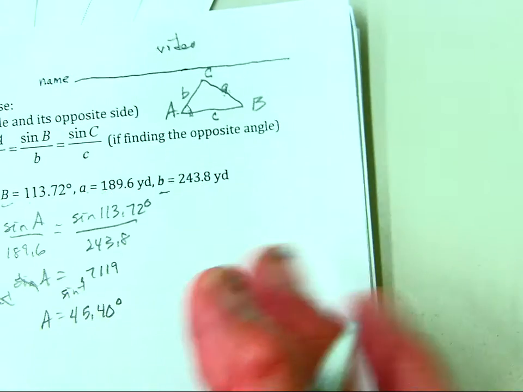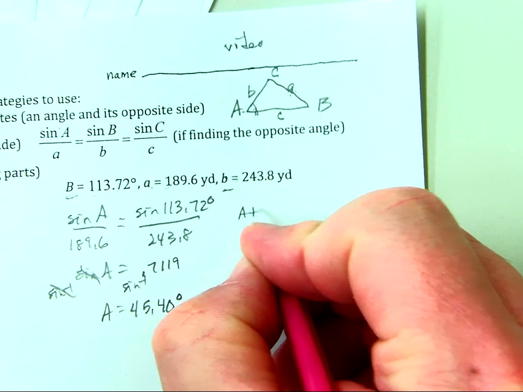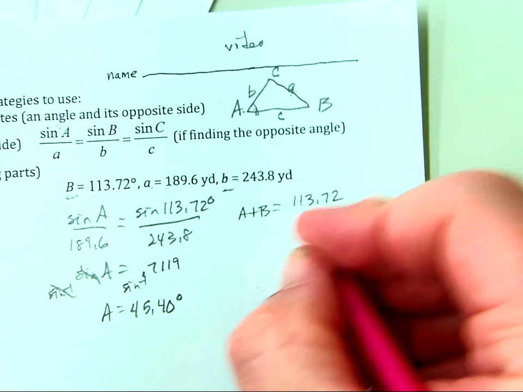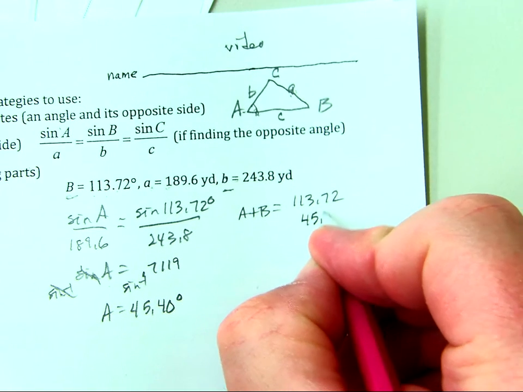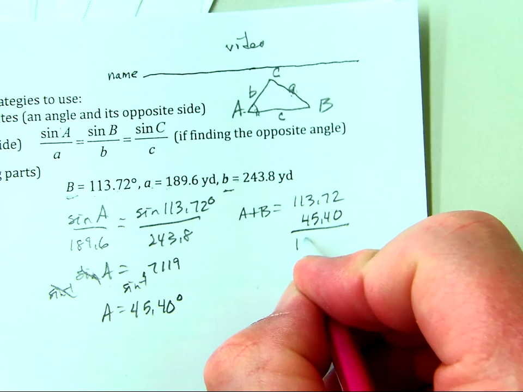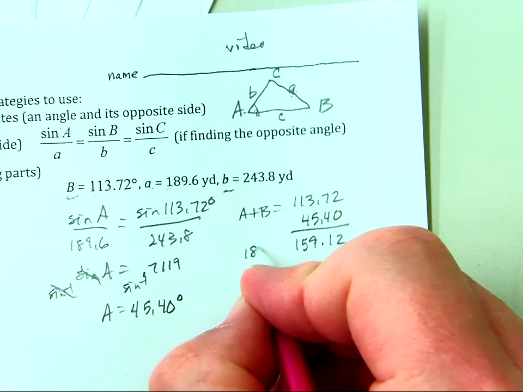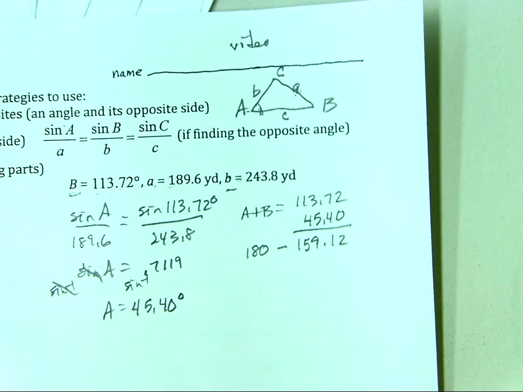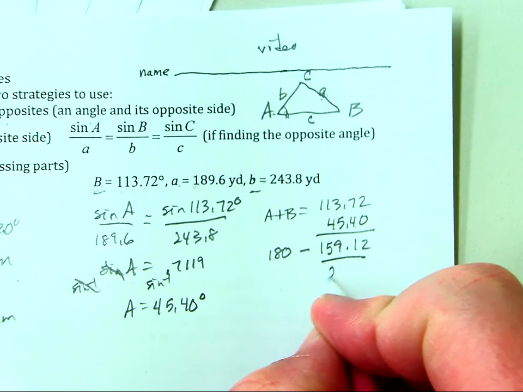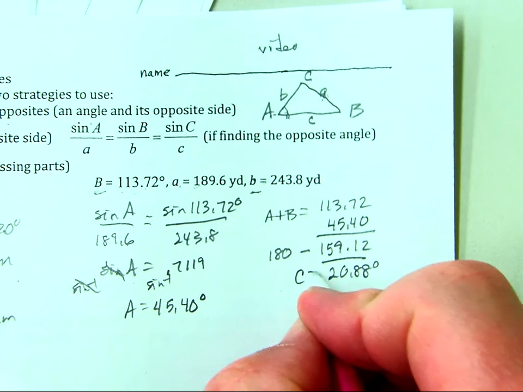Well, now that we know angle A, we know 2 of our angles. So we can take A plus B. We said B was 113.72. We just found A was 45.40. If we add those together, that's 159.12. We're going to subtract that from 180, because we know the 3 angles have to add up to 180. If we subtract that, we get 20.88 degrees. Well, that's our angle C.